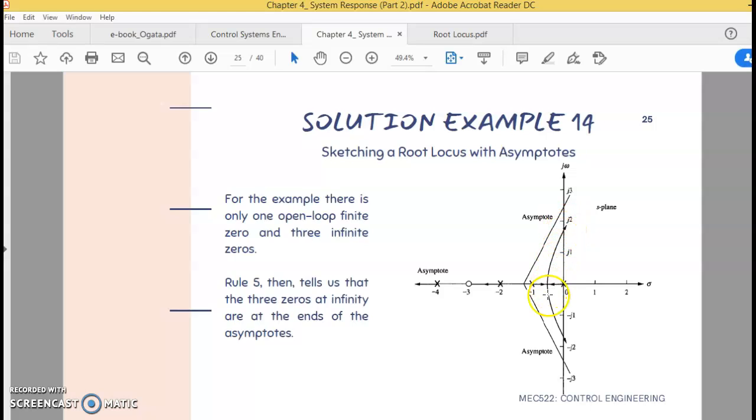This one is a break-in point. This one is a breakaway point. So this is what we call the root locus. This is the important one that we want to draw. This is the first step, the second step, the third step, and the last one is the fourth step.